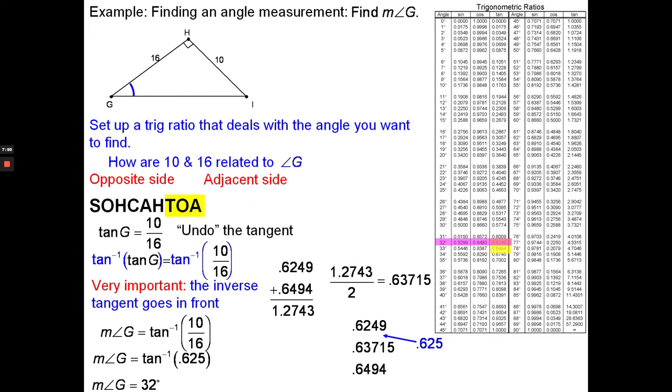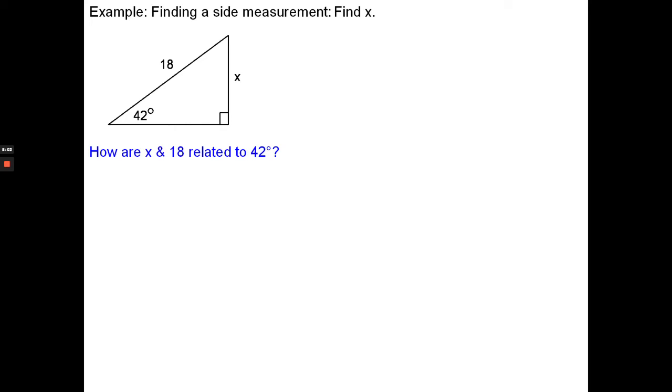Okay. All right, how do we find a side? So when we find a side, we're going to be given the angle and our side is going to be a variable. So again, you're going to ask yourself, how are the sides related to the angle? Okay, and since we have the 42, it's that angle. We don't want to do this one because we don't know that number. And we don't ever want to use the right angle because we can't do SOHCAHTOA on a right angle.